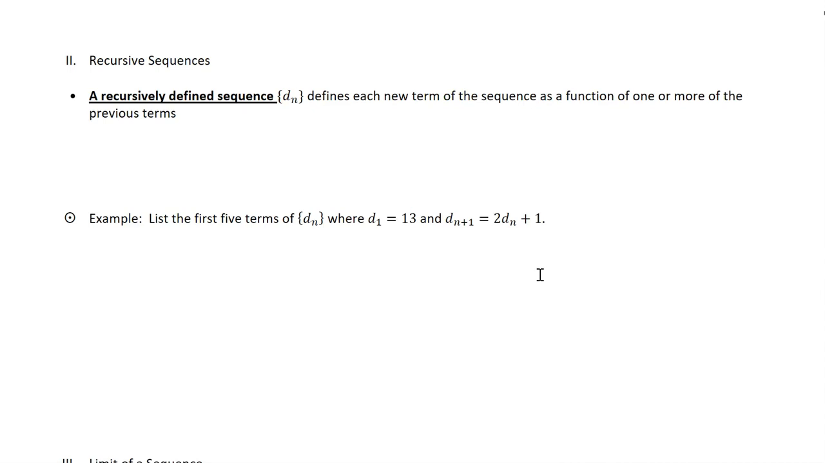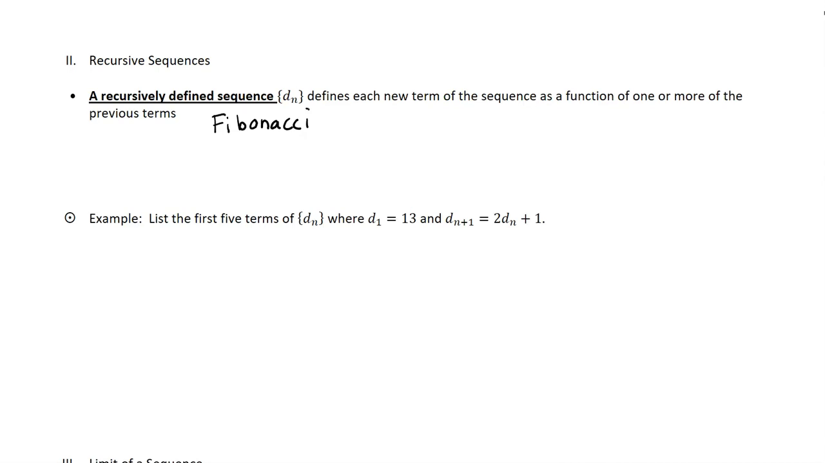A special class of sequences are recursively defined sequences. Sometimes we give those a, b, and c. Sometimes we give them a subscript like d sub n. This defines each new term of the sequence as a function of one or more of the previous terms. So one of the classic examples of this is what we call the Fibonacci sequence, and you may have seen this on another topic.